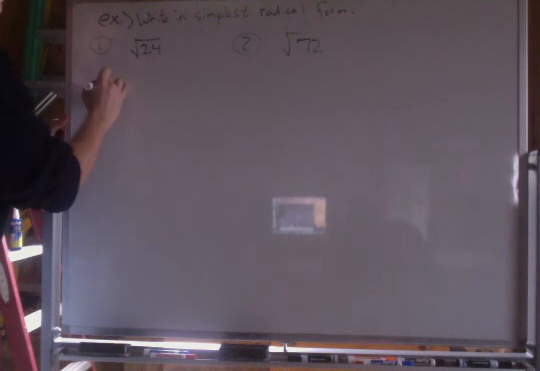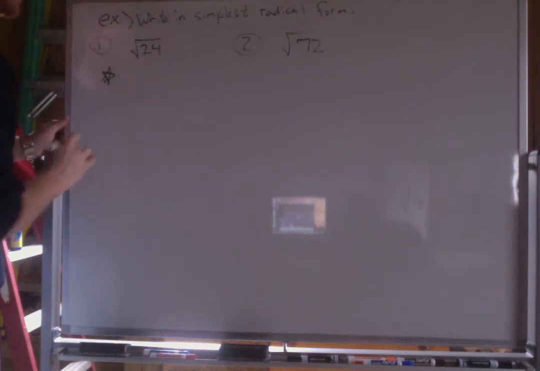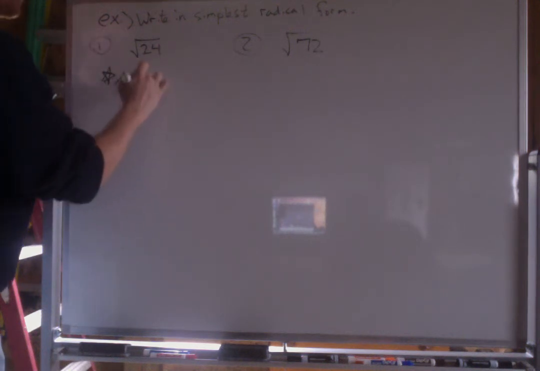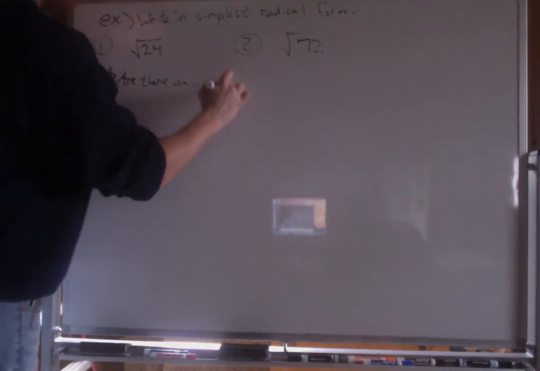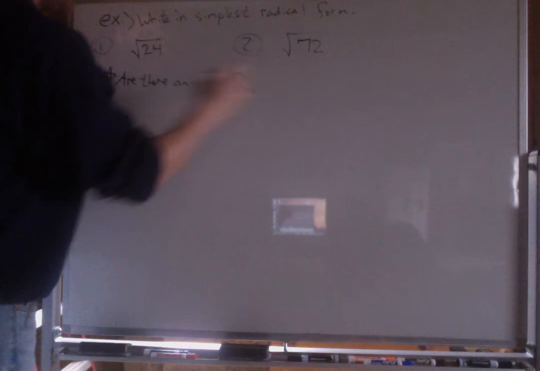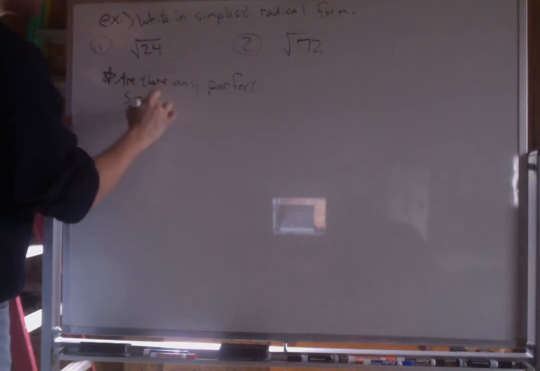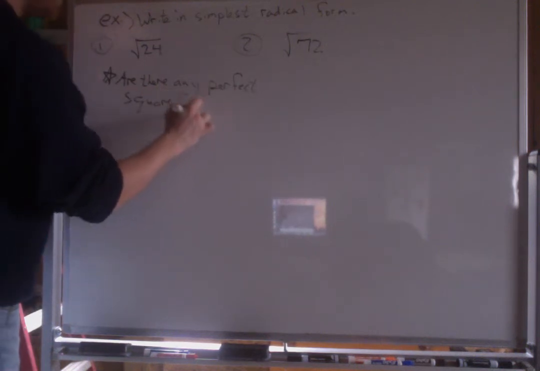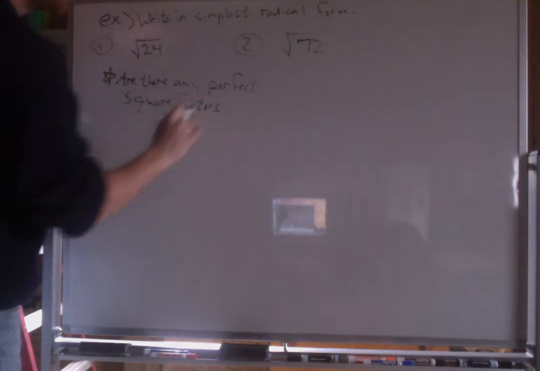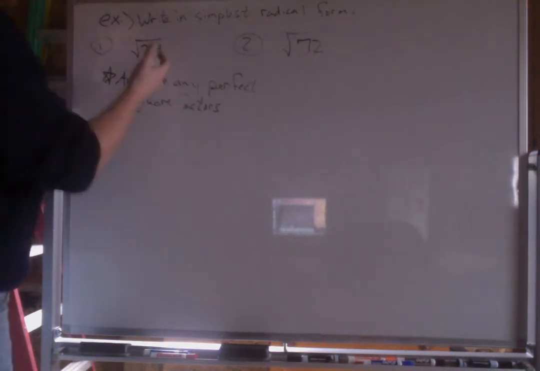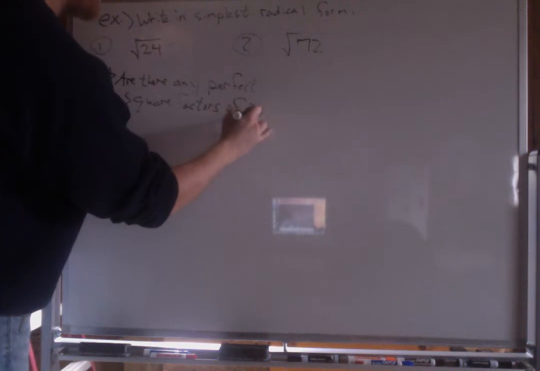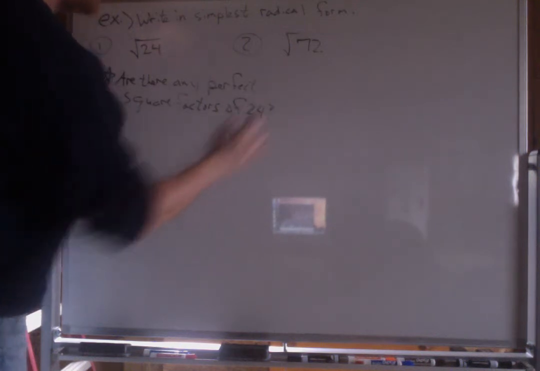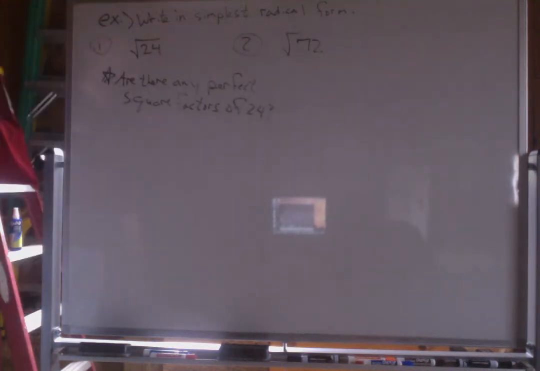And the first question we ask ourselves through this process is, are there any perfect square factors? Perfect square factors, so numbers that multiply, perfect square factors of 24, the number that's inside. The answer to that question is yes, there is.